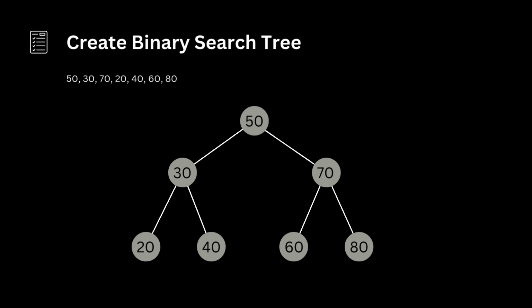This is the final binary search tree. This tree satisfies the binary search tree property where the left child is smaller than the parent. The right child is greater than the parent.